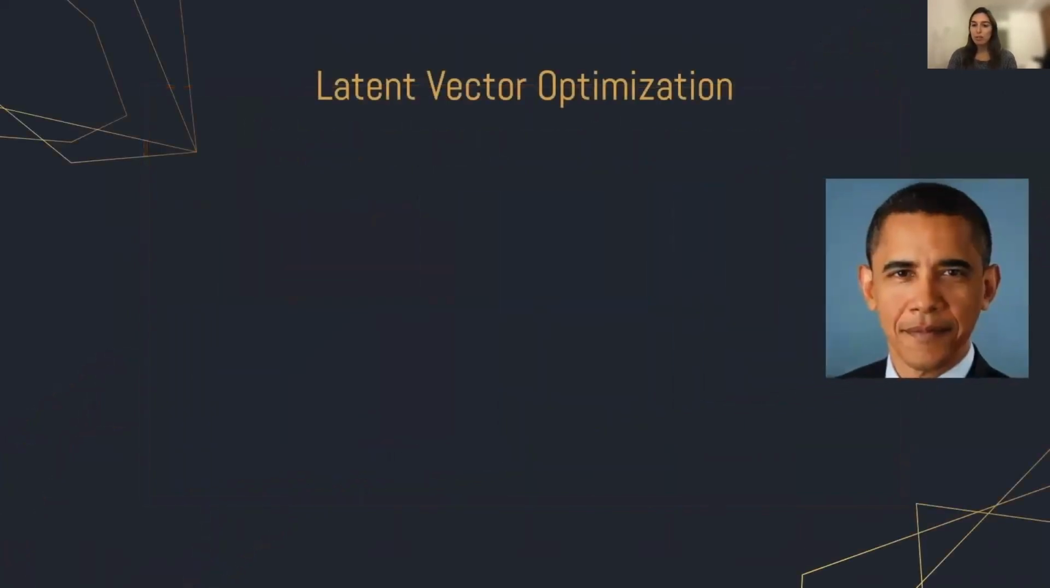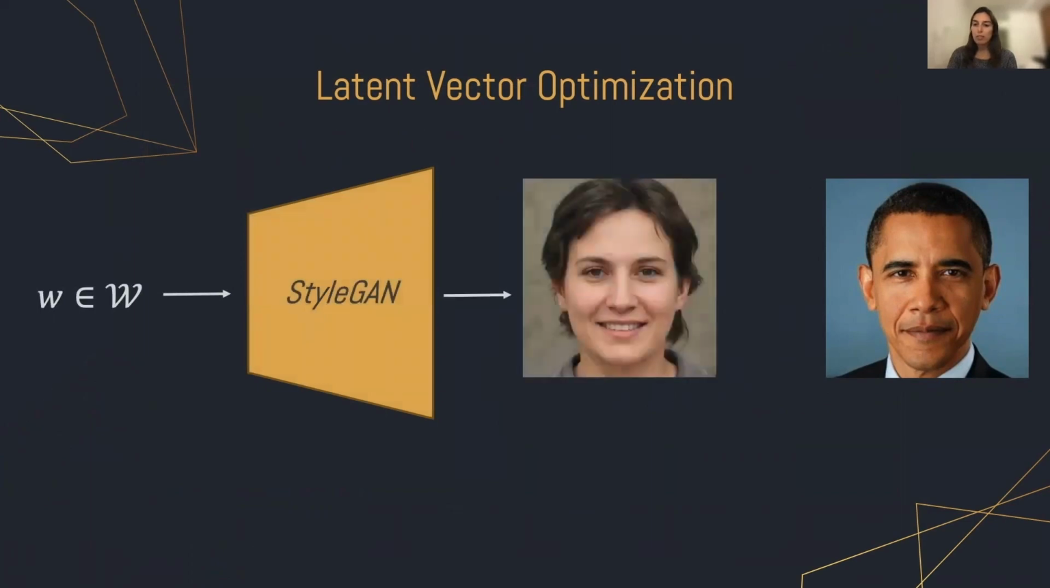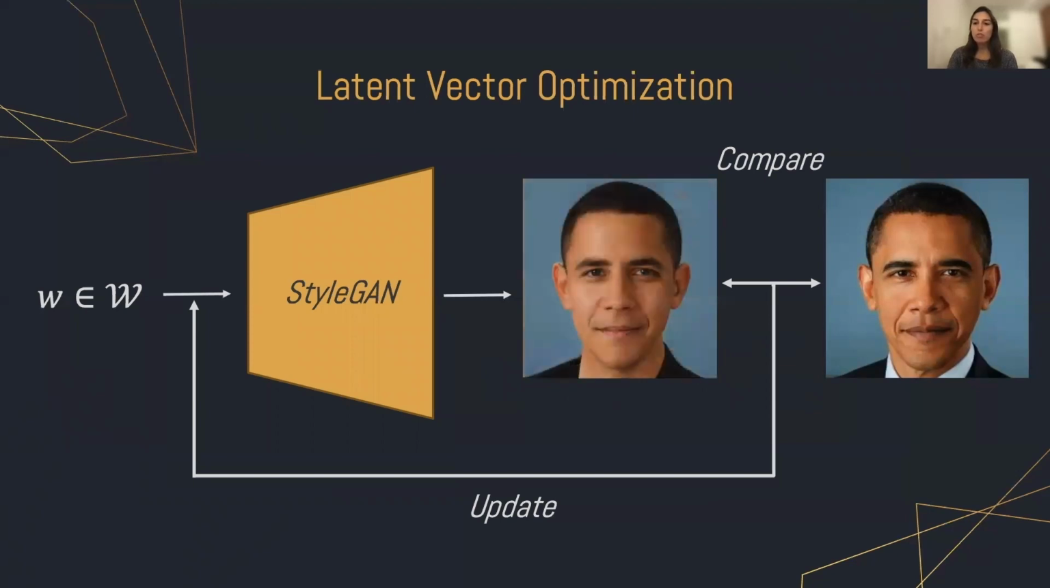A simple technique to invert an image is to optimize the latent code. So we can start from a random guess, insert it into the pre-trained StyleGAN, obtain the corresponding image, compare it to the target image, and update the W through some optimization algorithms such as gradient descent, for example. If we keep doing this process, we converge to some point in the latent space. But as you can see, the result is not good enough.